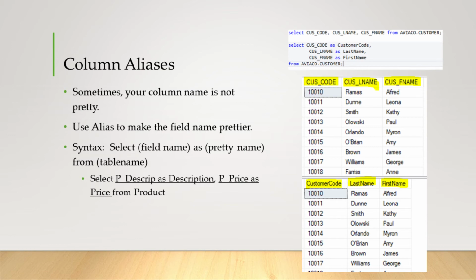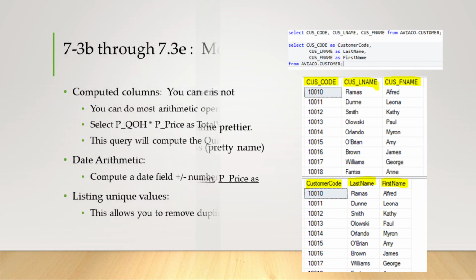You can see the example I've done from the aviation company customer code, and I've made it from the CUS code, last name and first name, to customer code, last name and first name, made them pretty and made them nice to read. So this is how you do aliases in SQL.